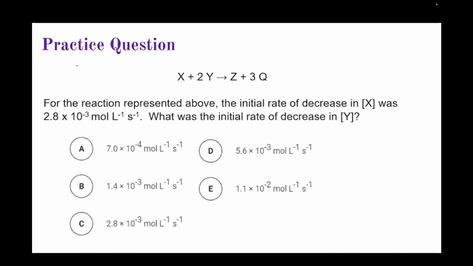And so now here's a practice question for yourself. Hopefully you have solved it by now. If not, pause the video.